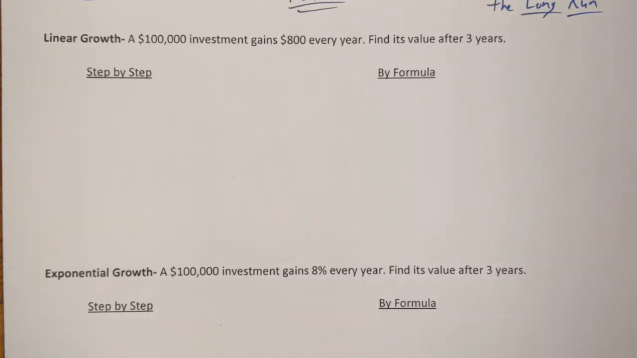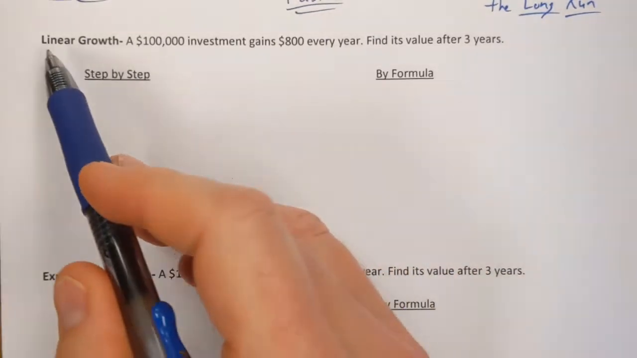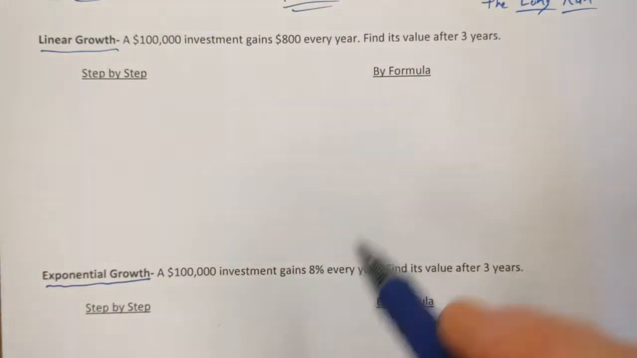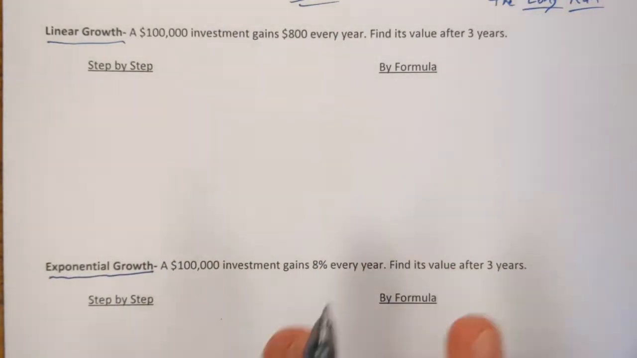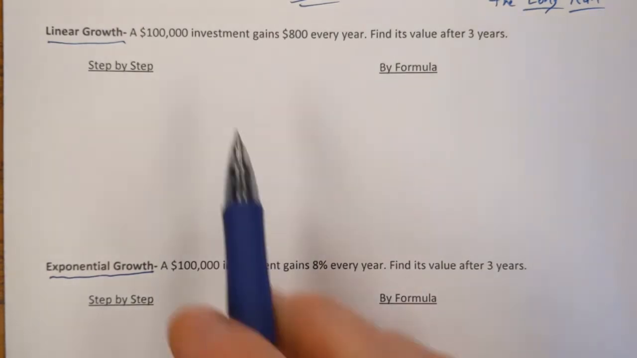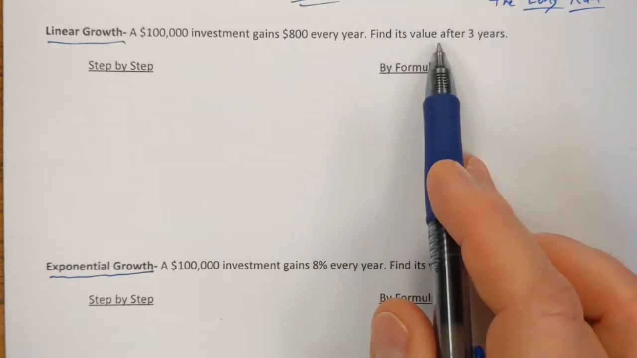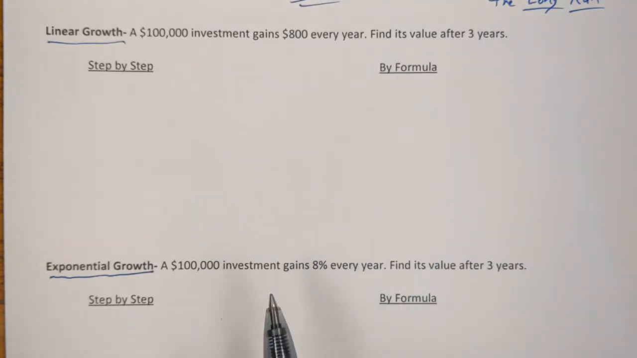So for the rest of this lesson, we really want to compare the difference between linear growth and exponential growth. And these examples that you see here, this is really what your assignment is going to be about. Okay? A $100,000 investment gains $800 every year. Find its value after 3 years.